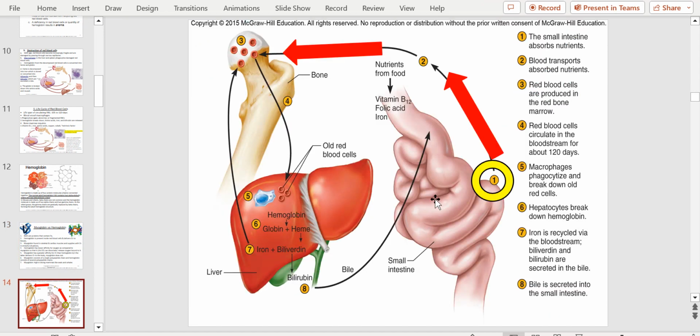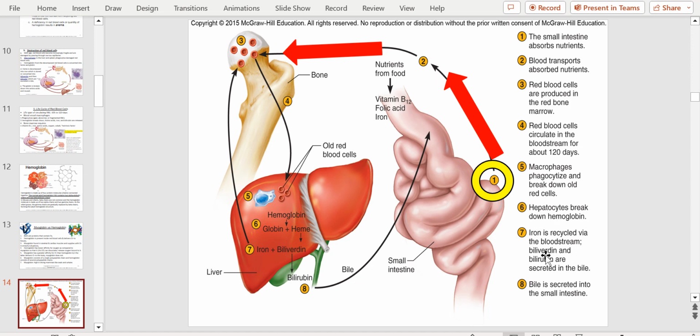And you'll see what's going on here. What we've got, there's your number 1, start here, 2, 3, 4, 5, 6, 7, and then back again. The small intestines absorb nutrients. Blood transports the absorbed nutrients. See, we're transporting it. RBC cells are produced in the red bone marrow. Number 4, red blood cells circulate in the bloodstream for about 120 days. That's where we're at. And then 5, macrophages phagocytize and break down the red blood cells. Here we are. Chomp, chomp, chomp. Right? And then they break down.